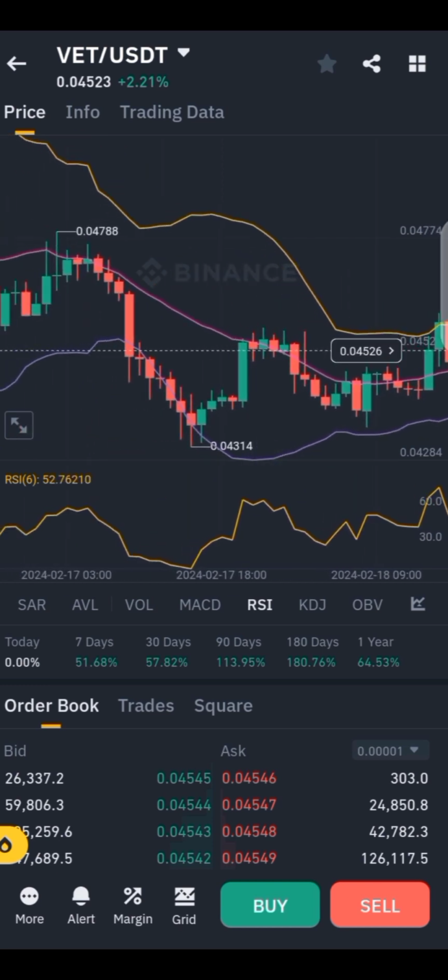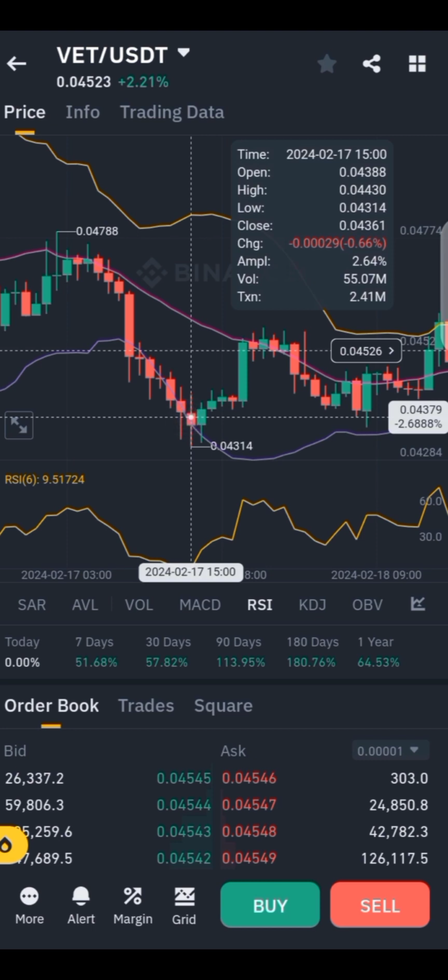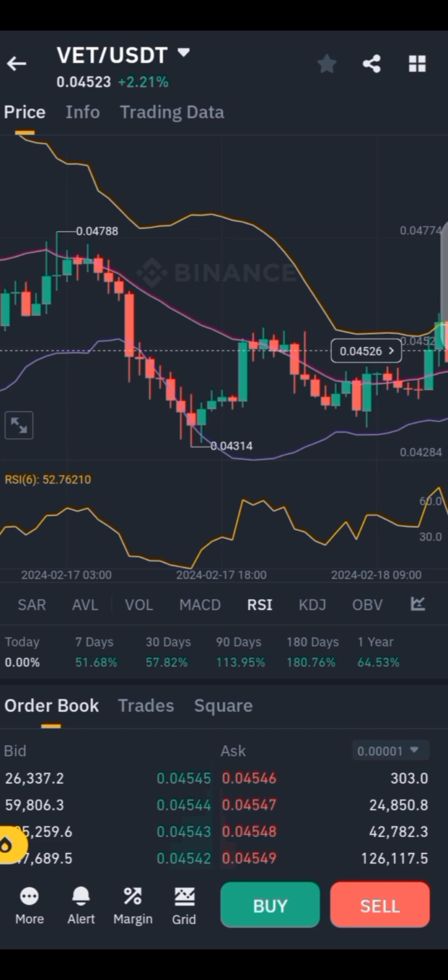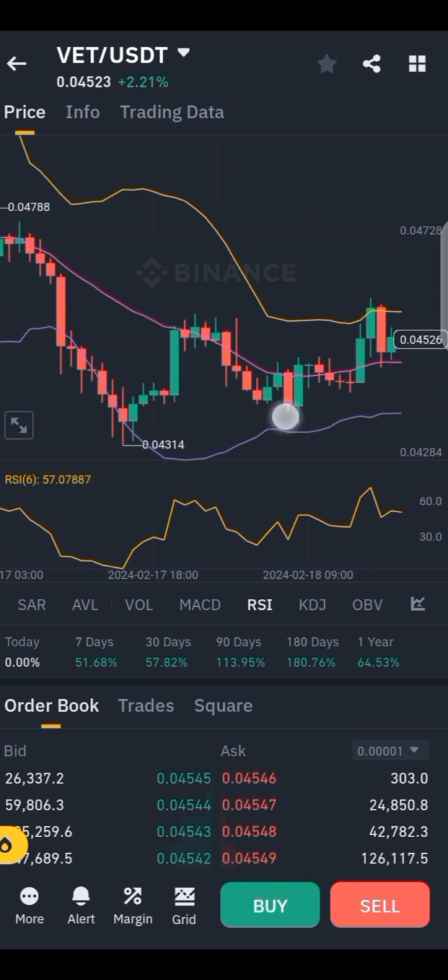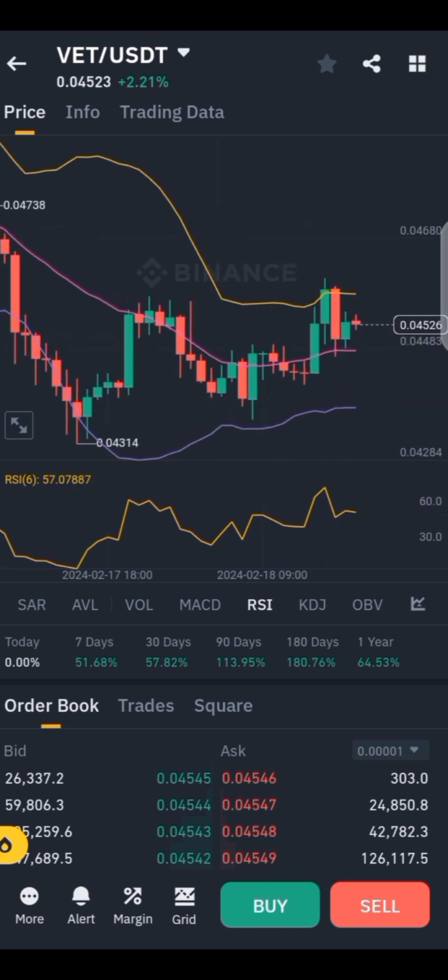Okay, as you can see at this point, the market went down and it crossed the lower Bollinger band. Let's place an indicator and see what happened there. You can see at this point the RSI was 9.5, which shows you that it's going to bull up again, it's going to go up again and regain value.